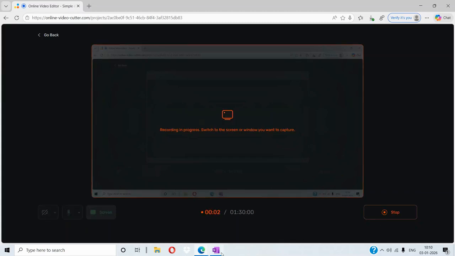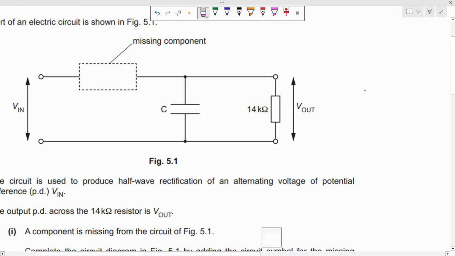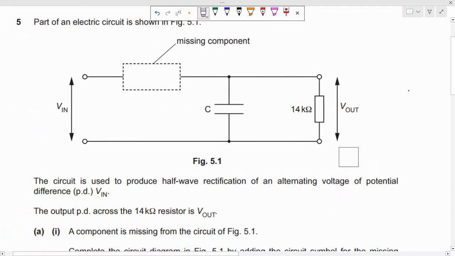Good morning, students. Today we are going to solve one physics A level question. This is in the 2023 paper. You can analyze that A level. Okay, paper 4. Let us solve this one.